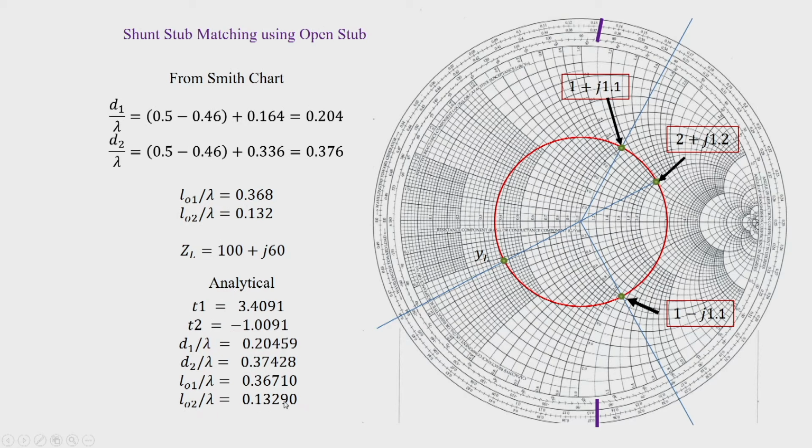So, we can see that the solution for D1, D2 and L1, L2 obtained graphically from the Smith chart is quite close to the solution that are obtained analytically. So, we have seen how we can do impedance matching using single stubs, either series or shunt stub.